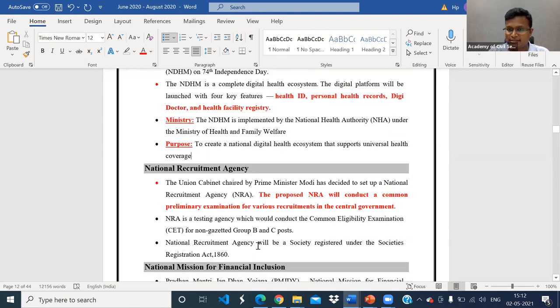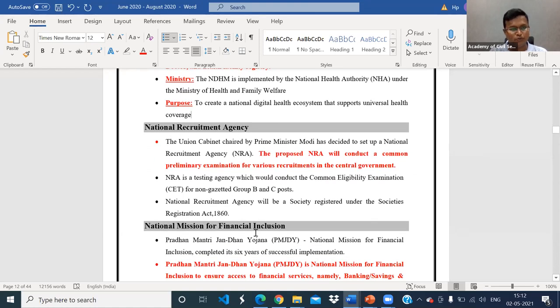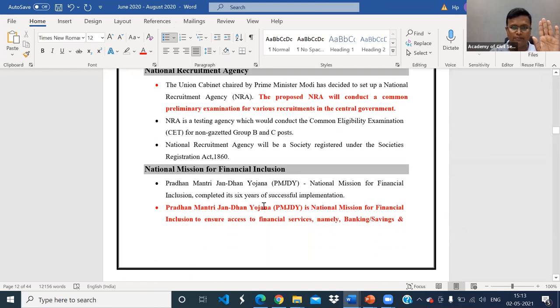National Recruitment Agency, I have discussed with you earlier: every 6 months an exam will be there, with 3 years validity of the list, and they will conduct the examination at almost 1,000 points in India, etc. All these points we have discussed, and initially they will do this for the Railway Recruitment Board and SSC, etc. All those things I feel you remember.